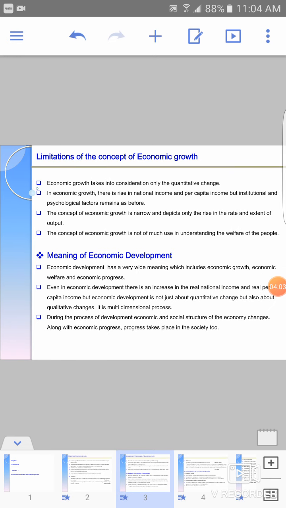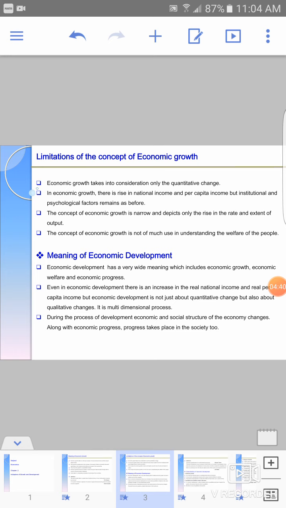What are the limitation of this measure? Okay, economic growth takes into consideration only the quantitative change, right? We are only looking into what is the change in the national income, what is the increase in the national income and per capita income. So that is very quantitative and a narrow approach basically. Okay, in economic growth there is rise in national income and per capita income, but institutional and psychological factors remain as before. Okay, they will remain as before, there is no change in that.